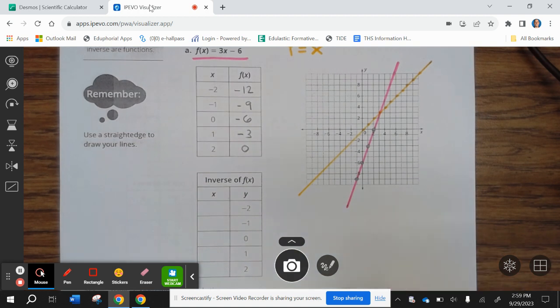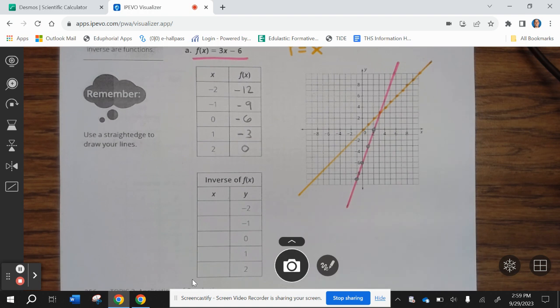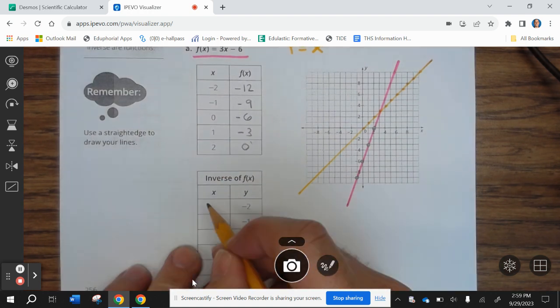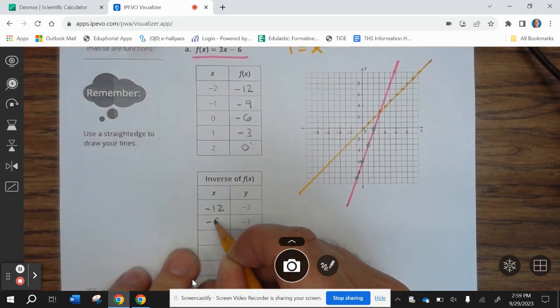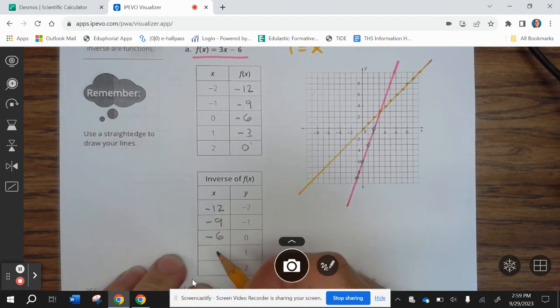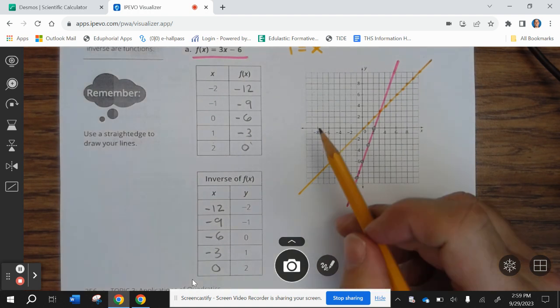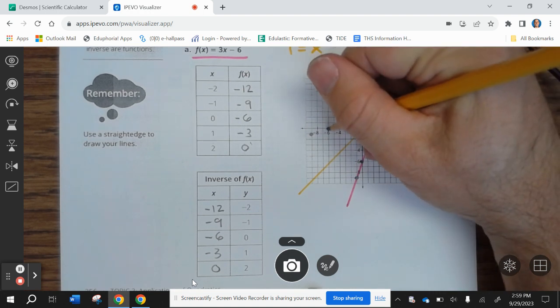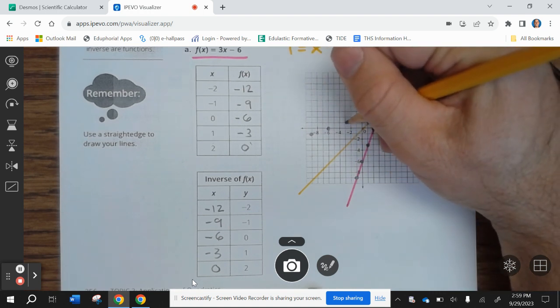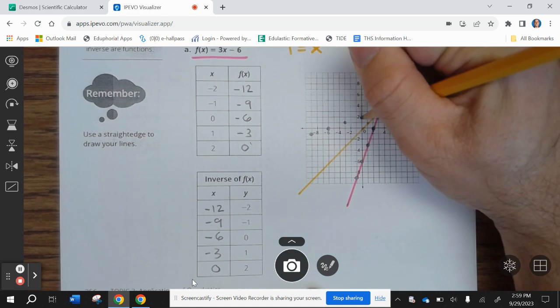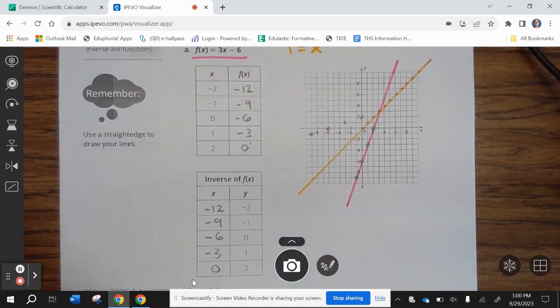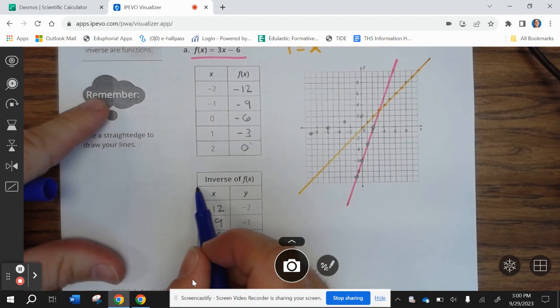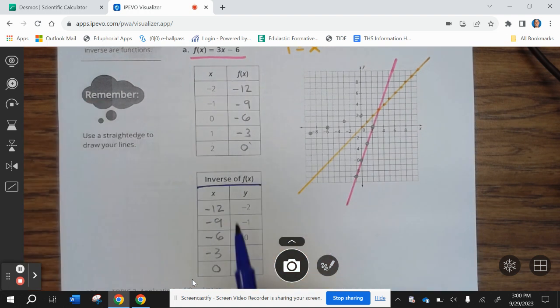All right, now for the inverse portion, all we have to do is switch these values. So this becomes -12, -9, -6, -3, and 0. Again, we're going to ignore this point, but (-9, -1), (-6, 0), (-3, 1), (0, 2). And let's go ahead and graph the inverse in blue.